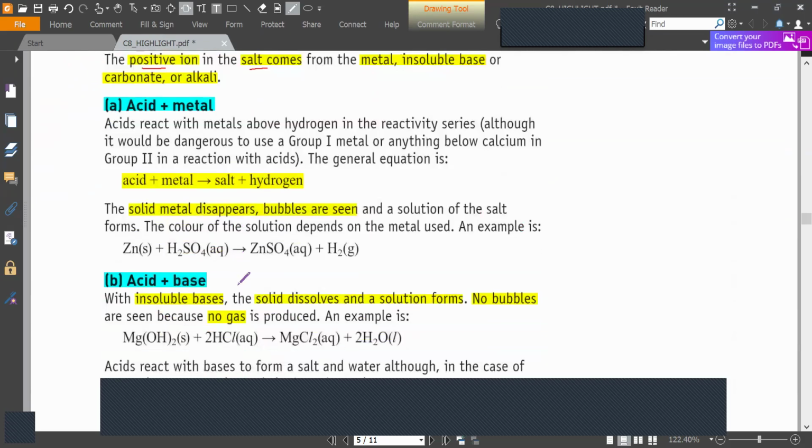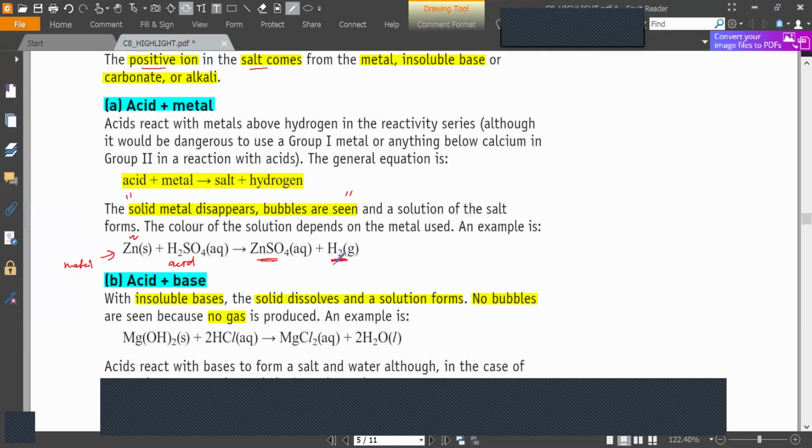Example: let's say we want to prepare zinc sulfate. The zinc comes from the metal, the sulfate comes from the acid, so we get zinc sulfate. Solid metal disappears and bubbles are seen. This is the observation: the zinc dissolves and the bubbles are hydrogen gas.